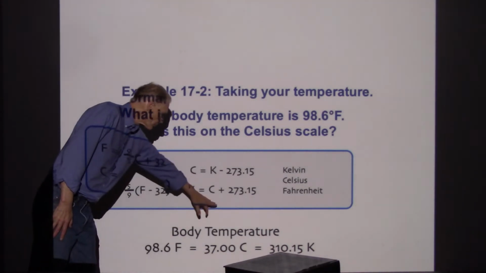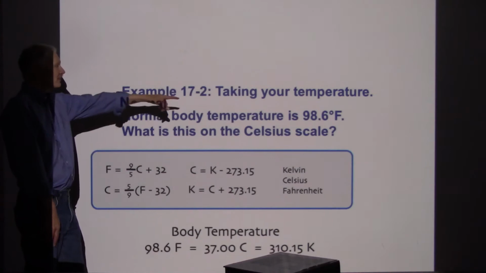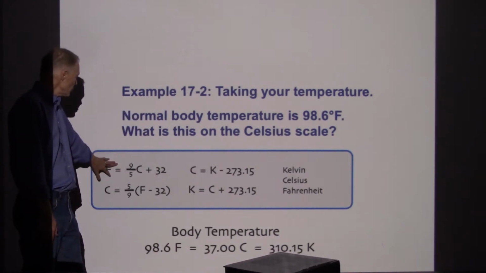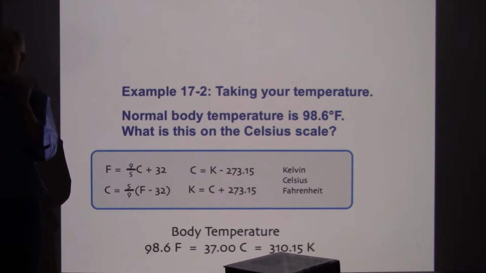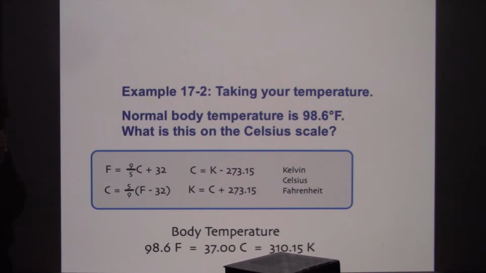Now, body temperature, for example, we're told is 98.6 Fahrenheit. Using these formulas, we can show that that works out to be 37.0 Celsius, and turns out to be 310 kelvins.